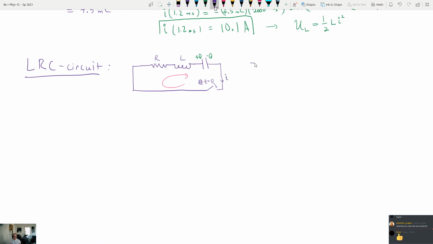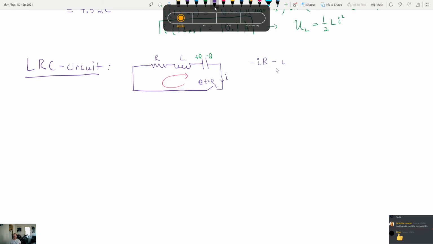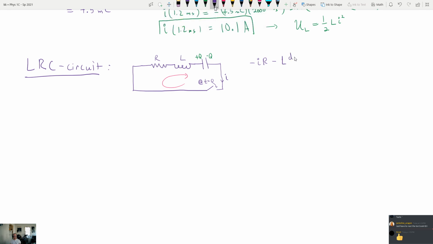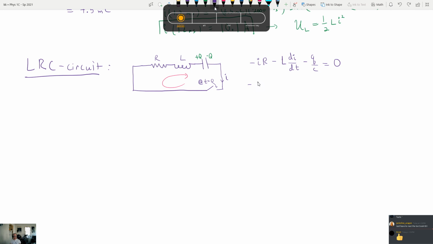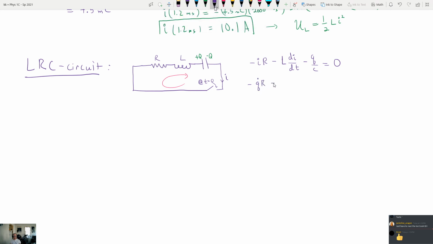So our loop rule would be something like negative IR minus L di/dt, and then minus Q over C, equal to 0. And then the next few steps would involve plugging in your i's with dq/dt's. So the first term would be negative, we're going to use the dots because I don't want to deal with this, Q dot times R, minus L di/dt, which is Q double dot, and then minus Q over C.